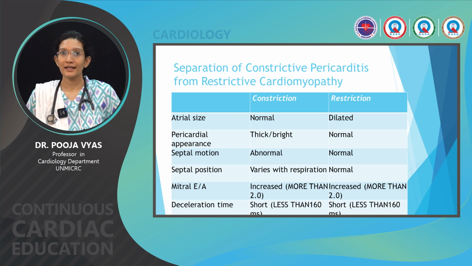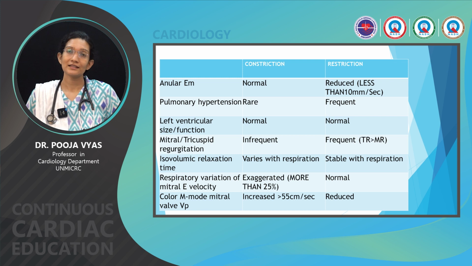Mitral E by A ratio is increased in both the cases, and the deceleration time will also be reduced in both the cases, while annular E dash is normal in constriction while it is reduced in case of restriction. Pulmonary hypertension is rare in constriction while it is very common in restriction, and LV size is usually normal in both the cases. MR and TR are frequent with restriction while they are less common with constriction.